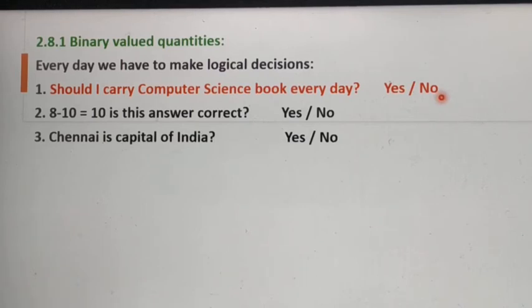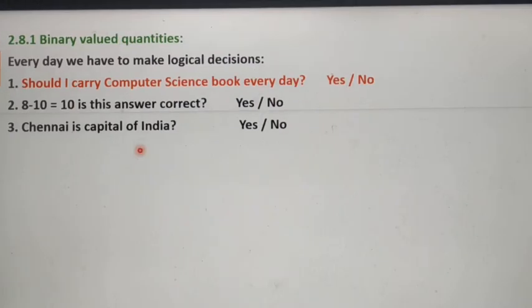Next, the second one is 8 minus 10 is equal to 10. Is this answer correct? Here we have two possibilities. Obviously we know its answer is wrong, so its logical decision is no. Next, the third logical statement: Chennai is the capital of India. Obviously its answer is wrong. We know New Delhi is the capital of India. So its logical decision is no.